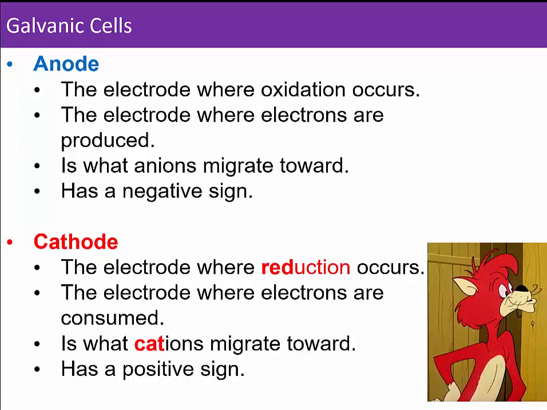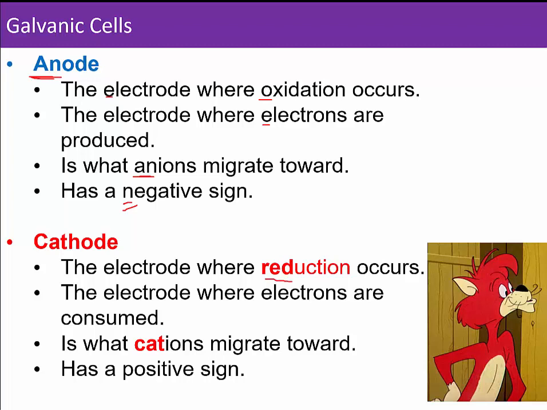So let's look at this anode. The anode is the electrode where the oxidation occurs. Right? Electrode, oxidation, anode, vowels. It is the electrode where electrons are produced. So electrons are emitted from the anode, all vowels. It is where the anions move towards the anode. It has a negative sign, right? Anions, negative, anode. The cathode is where the reduction occurs, right?